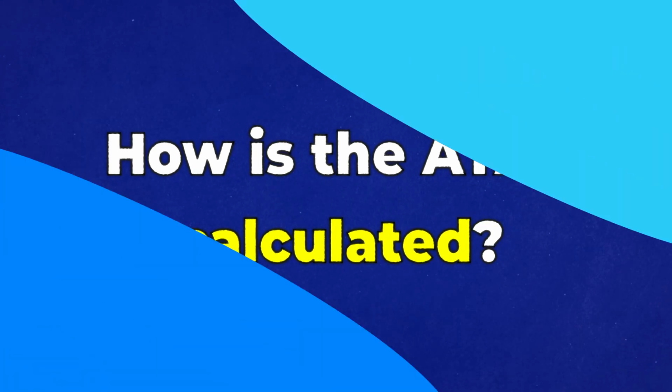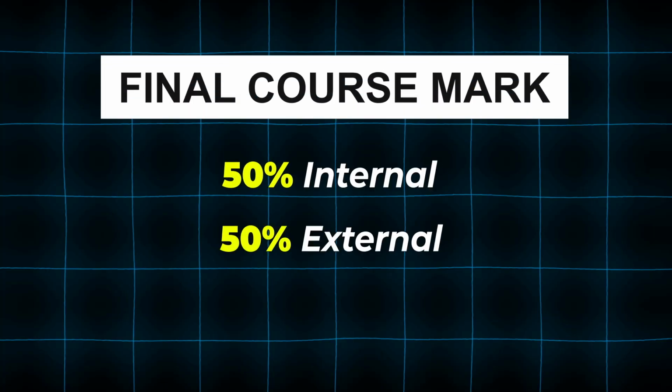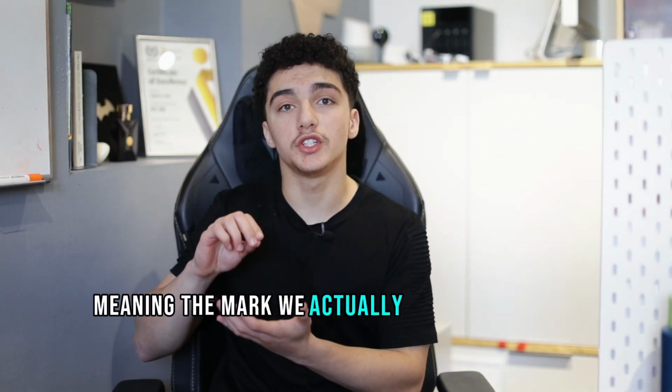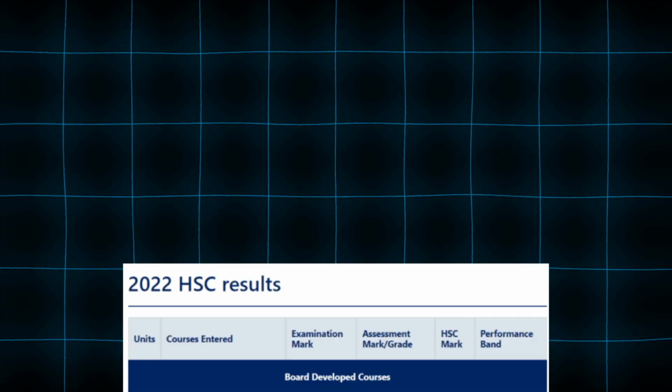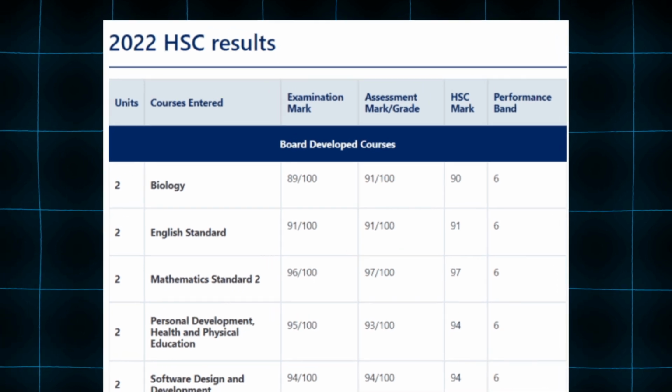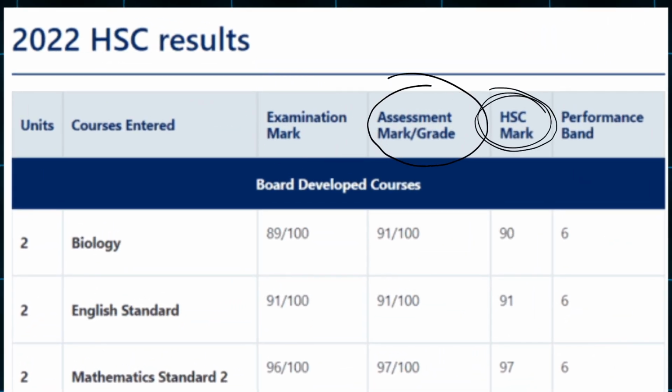How is the ATAR calculated? Your final HSC mark for your subjects is based on 50% of your internal assessment mark and 50% of your external exam mark, meaning the mark that you actually got in the HSC exam. And then based off these two marks, your final mark is given. So here is an example of my 2022 HSC results. As you can see, there's an examination mark, assessment mark/grade, and then the final HSC mark.